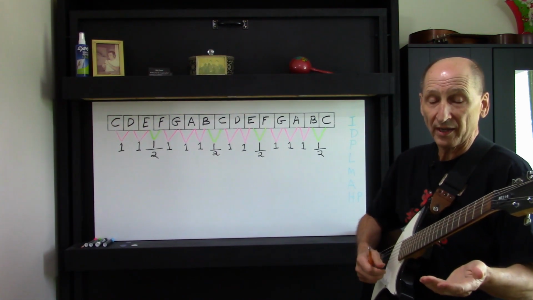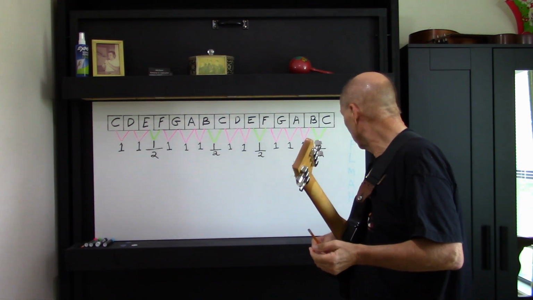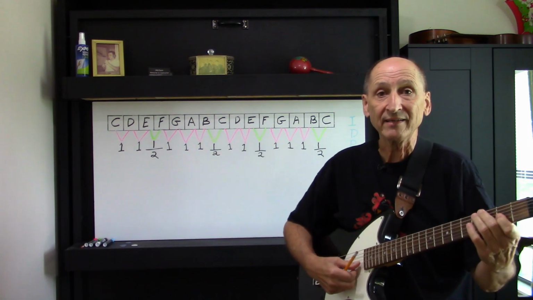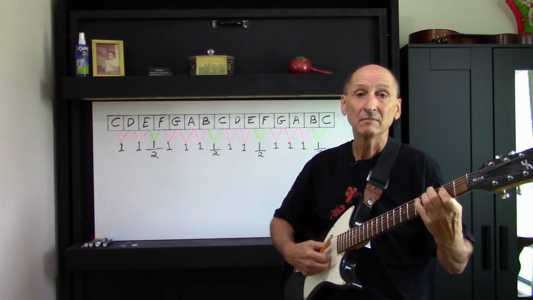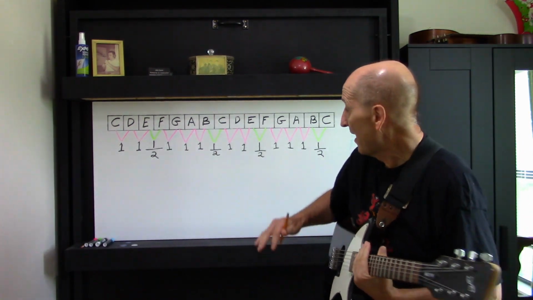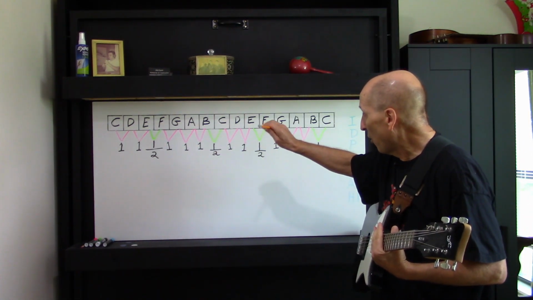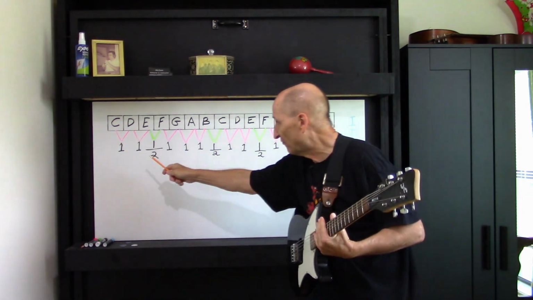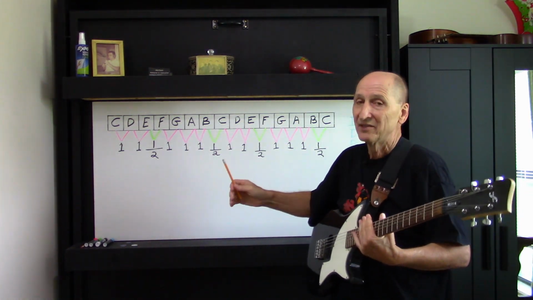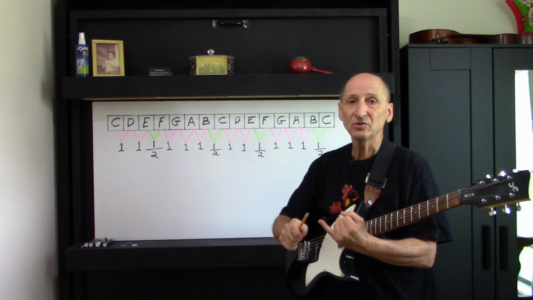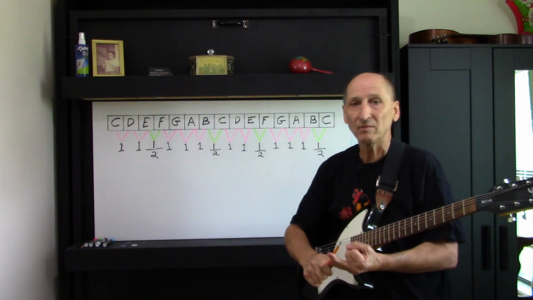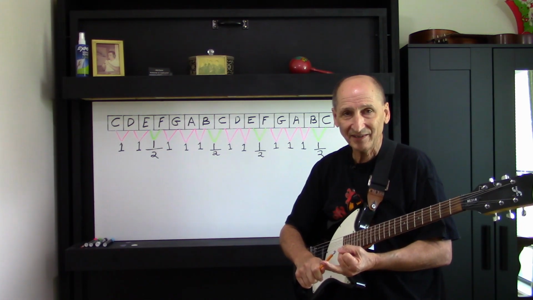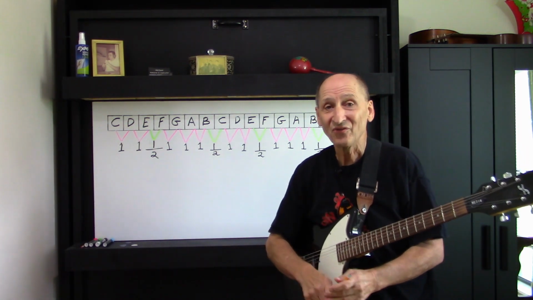I might have left one out there. I think I left out the Aeolian. All right, that starts on A. Anyway, the whole thing here is if you follow the formula, you're always going to find your notes. You're always going to find your modes. No problem whatsoever.